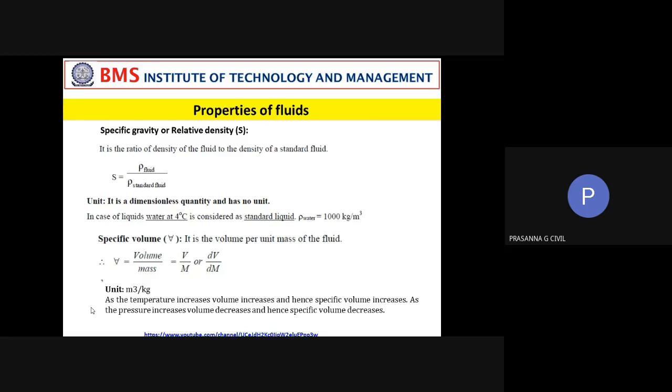But look at the influence of temperature and pressure in this case. As the temperature increases, volume increases. So because volume is in the numerator here, specific volume will also increase. As the pressure increases, the volume decreases and specific volume will decrease.